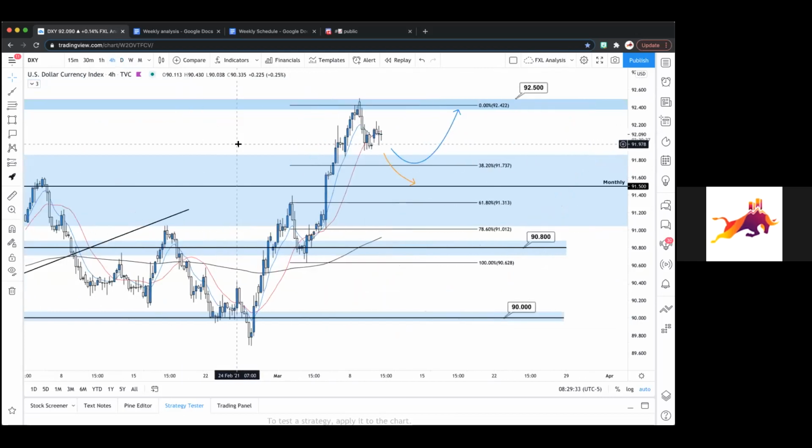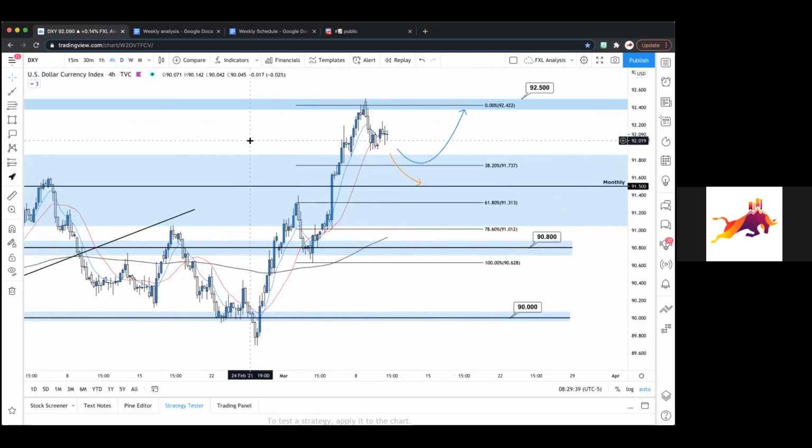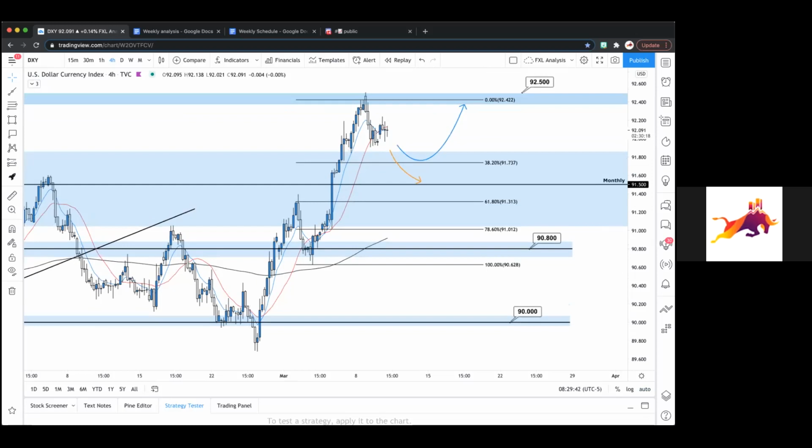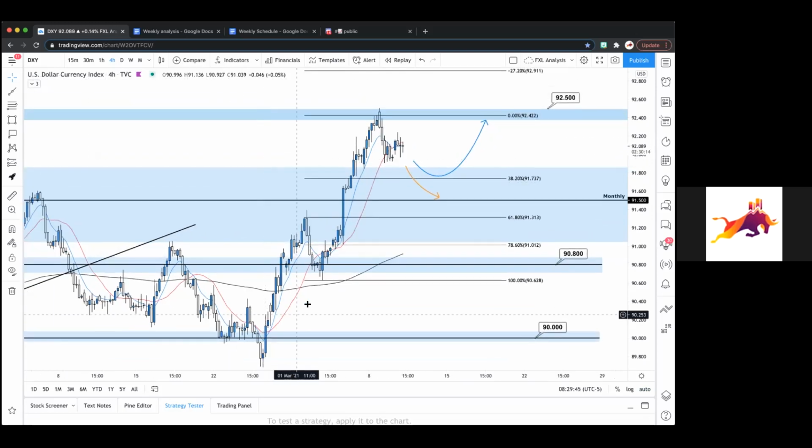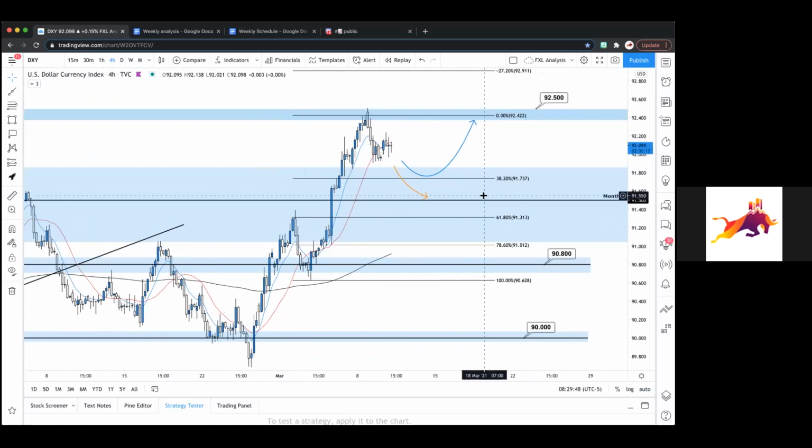All right, so the way we're going to play this is we have a bit of a bullish trend here and an overall very bearish chart on the higher time frame. So the way this is going to go is we need to see some rejection above this support.